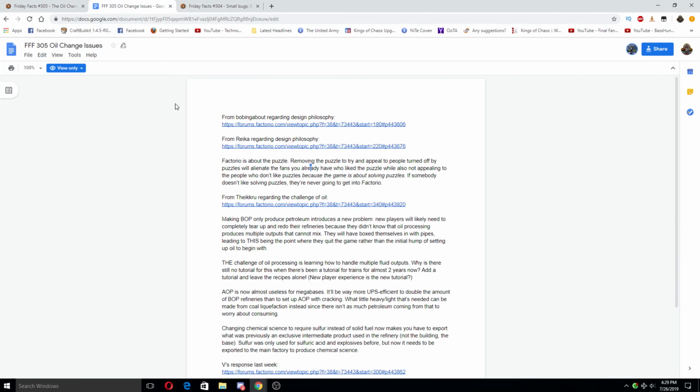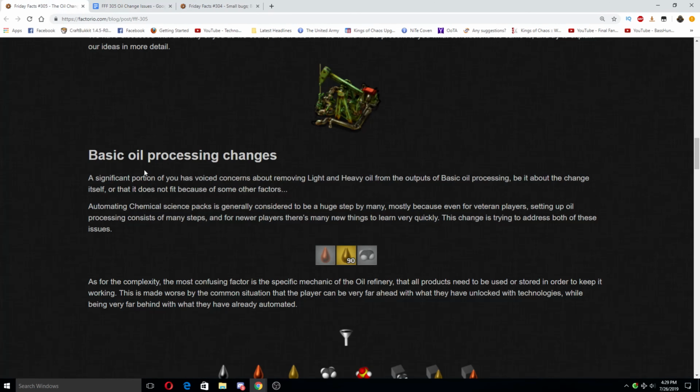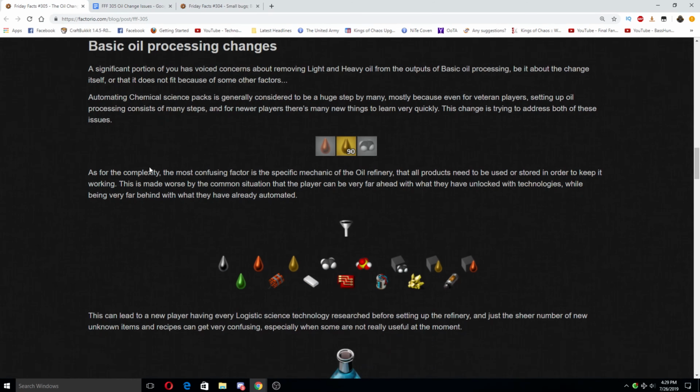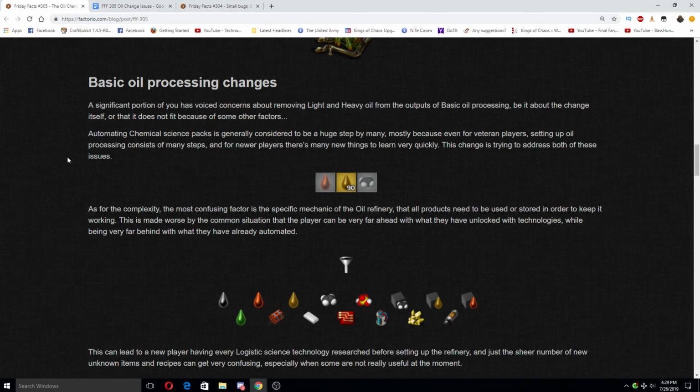So we've identified the challenge of oil as handling the multiple fluid outputs. Why not make a tutorial for it? They made a tutorial for how to deal with trains, and the number of posts of "why is my automated train network not working" went down. It didn't go away completely, but the frequency of those posts went down because people learned in game how to set up train signals and such. Why not do something like that for oil processing and how to handle the multiple outputs?